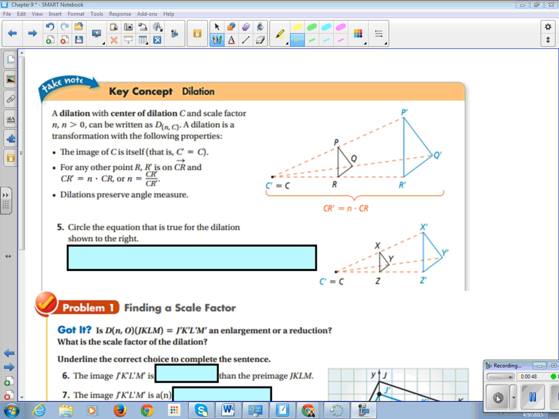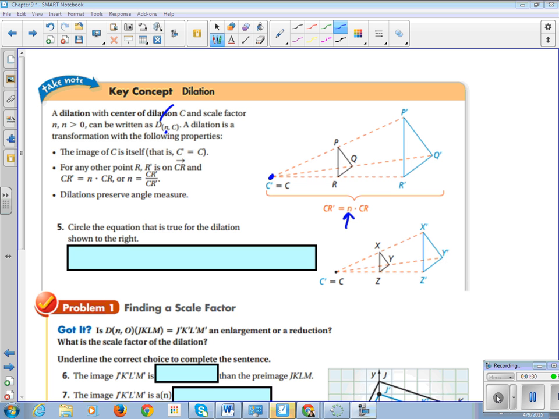All right, one of the key concepts of dilation is a dilation with center of dilation C, and that is right here, C, and scale factor N, so that's what we're multiplying by to get the new image, where N is greater than 0, can be written as D for dilation, little n to note the scale factor, and big C to note where the point of dilation, the center of dilation, is going to be.